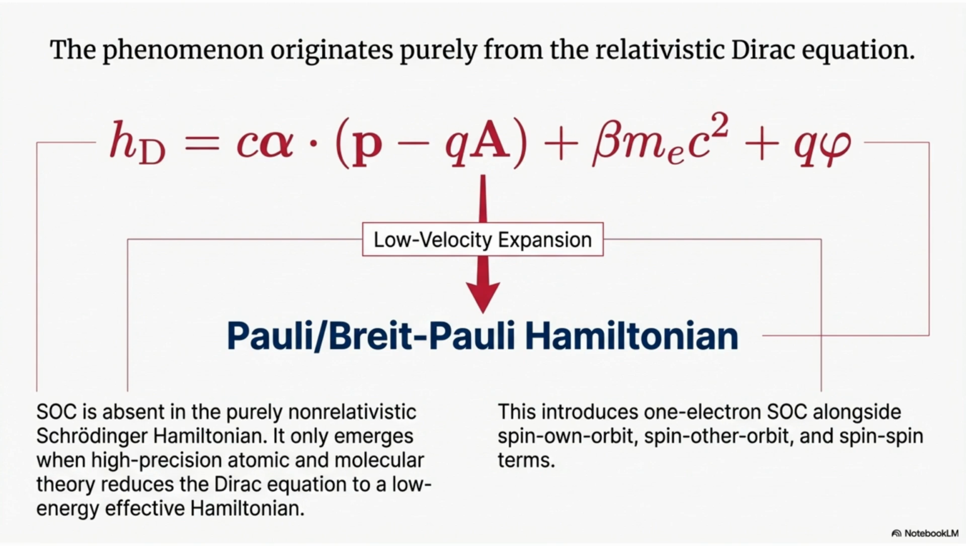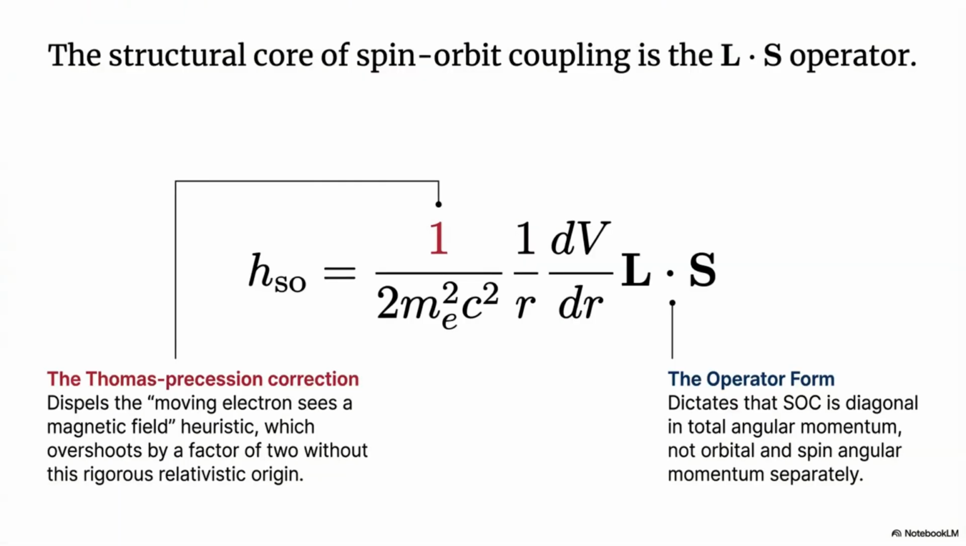The phenomenon of SOC is purely relativistic, originating from the Dirac equation. It is absent in the non-relativistic Schrödinger Hamiltonian. SOC only emerges when the Dirac equation is reduced to a low-energy effective Hamiltonian, such as the Pauli or Breit-Pauli Hamiltonian. The structural core of spin-orbit coupling is the L·S operator.